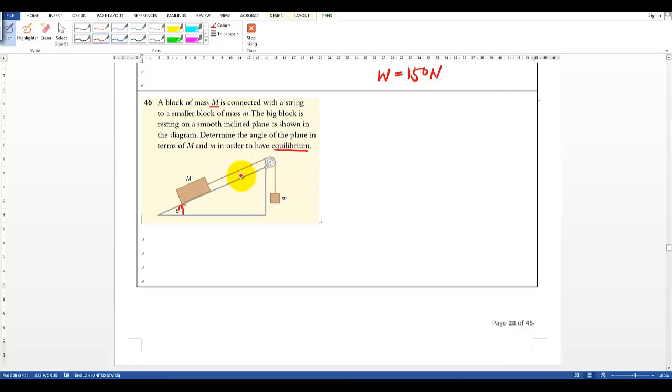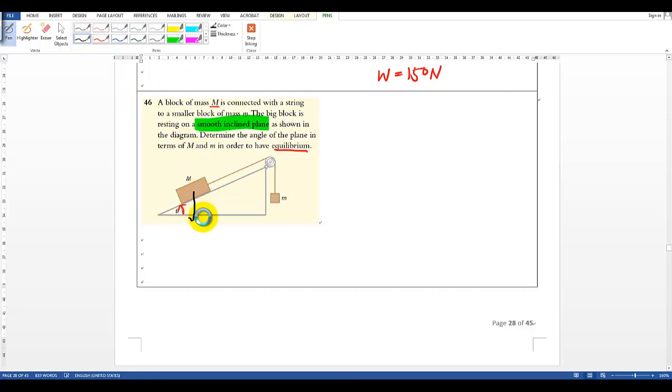Unfortunately, you don't see any numbers, but it's actually good for physics because we want to find a more general answer. So let's take a look at the question. It says it is a smooth plane, so you don't have to think about any friction. And let's just try to draw the free body diagram.